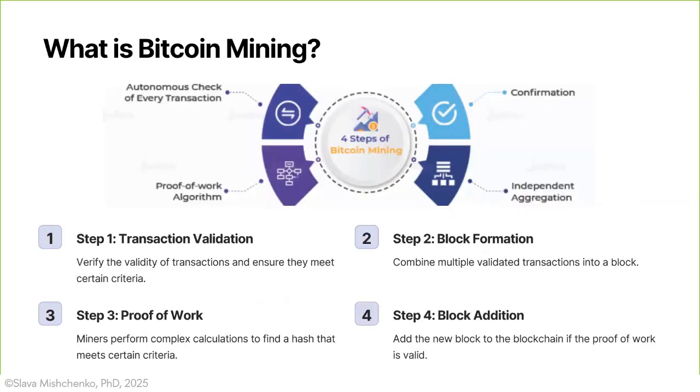And now let me explain the fascinating process of Bitcoin mining, which I think consists of four essential steps that work together to maintain the integrity of the entire system. Looking at this diagram, you can see how each step builds upon the previous one.